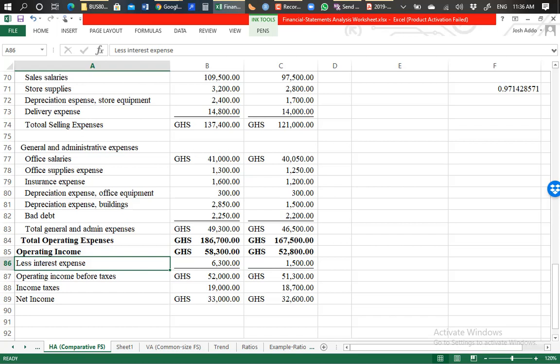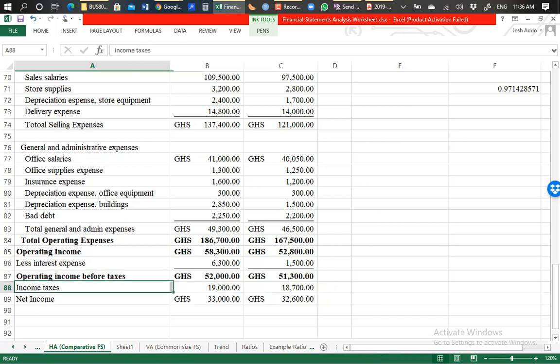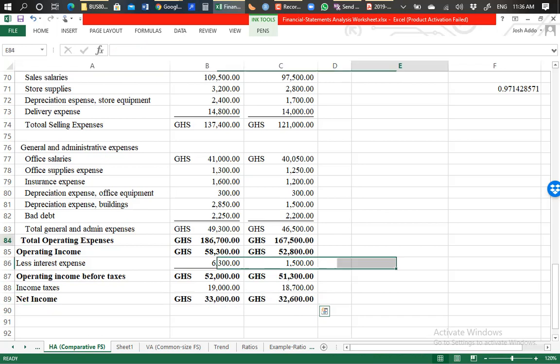Whatever it is, that's not the point. So less interest expense. This is the interest expense. When we do the netting or subtraction, we get what is called profit before tax. Profit before or operating income before tax of this. Then government comes to take the tax of this amount. Then we get profit for the period or net profit to be this. Alright, so this is the income statement for that company.